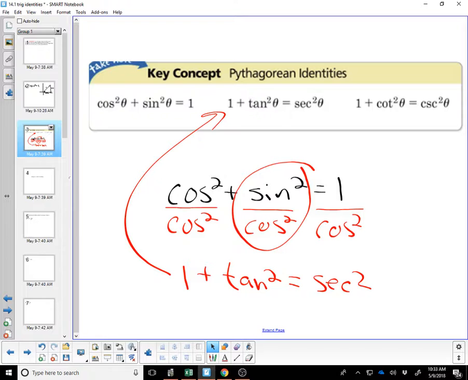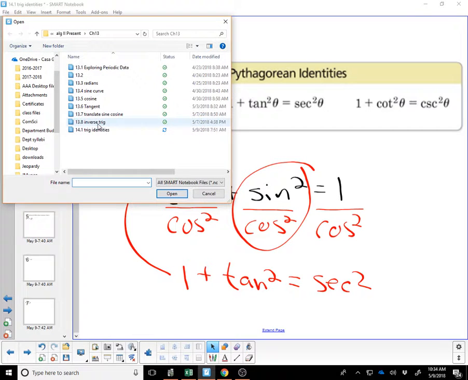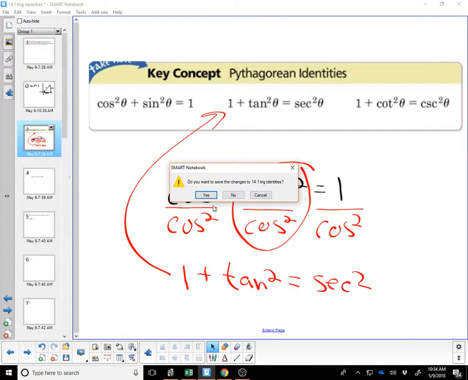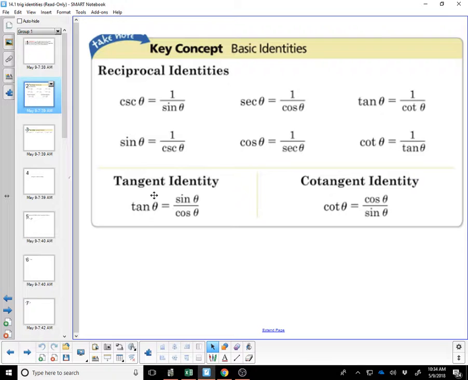Grab your book. Let me see if I can redo this, because I think I deleted that slide. I shouldn't have. So I'm going to do this real quick. Open 14.1. No, I don't want to save changes. Okay, so here's tangent. See it? It's sine over cosine. And then cotangent is simply the reciprocal of that, cosine over sine. All right? So there's your identities.